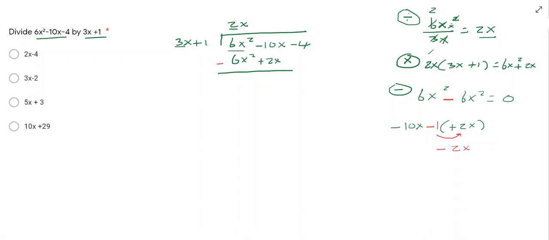Then we have minus 10x. So minus 10x minus 2x, that's going to be equal to minus 12x. So this is very, very important, this rule here, and that you understand clearly what's going on here. So when we minus 10x minus plus 2x, that's going to be equal to minus 12x. So that's our first round.